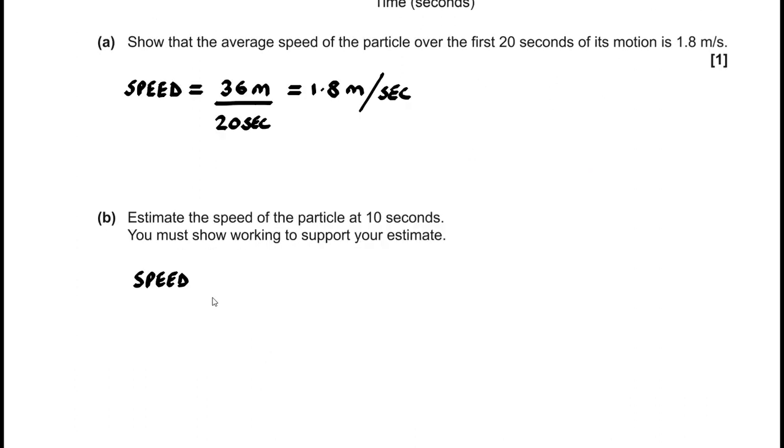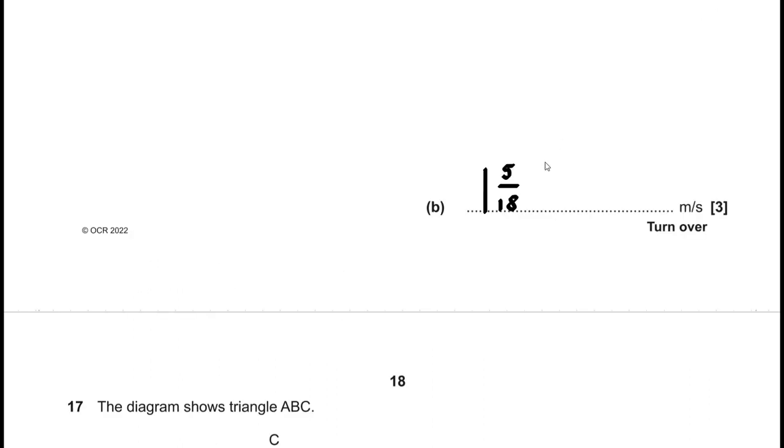So for the speed, we would have 23 meters over 18 seconds, and if we work this out as an approximate, well, we have one whole, and what's left over is 5 over 18 meters per second. So we've got 1 and 5/18 meters per second approximately.